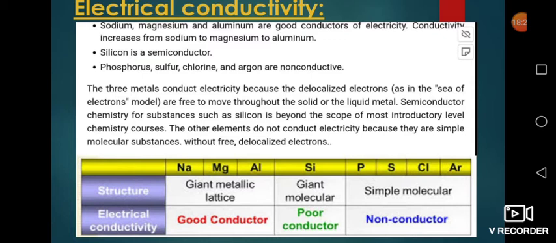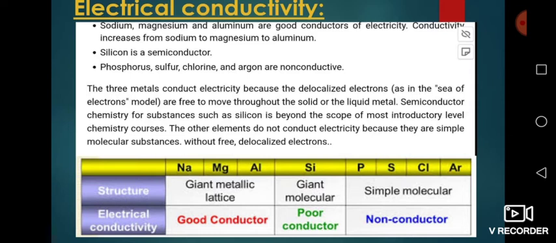Property number 5, electrical conductivity. It can be defined as the measure of a substance's ability to conduct electric current. For the passage of electric current, electrons and ions are required. When we look at the trend in electrical conductivity, the first 3 elements of period 3, sodium, magnesium and aluminium, are good conductors of electricity because they all are metals and they have loosely bound or mobile electrons, as we know from the electron sea theory.